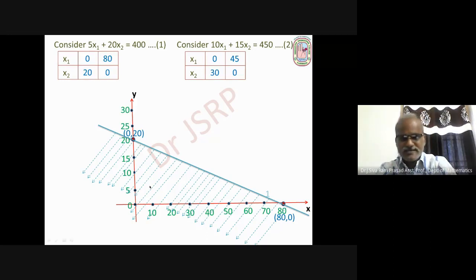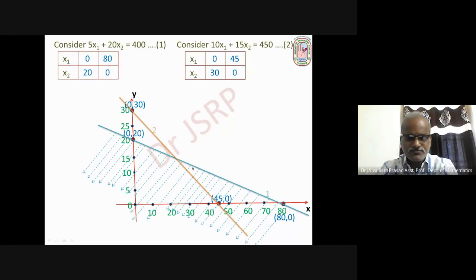Next, we have to draw the second line in a similar pattern. First point: x1 = 0, x2 = 30. This lies on the y-axis. This is the point (0, 30). Next, the second point (45, 0): x1 = 45, x2 = 0. That is on the x-axis. Between 40 and 50 we have 45. This is (45, 0). So join these 2 points with the scale. This is the second line.